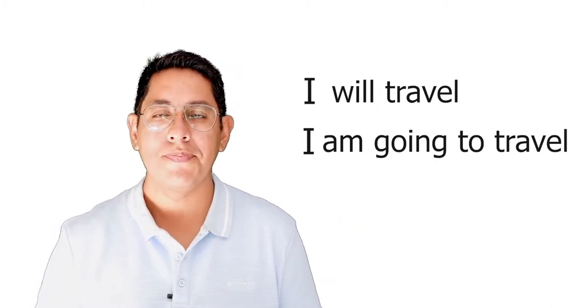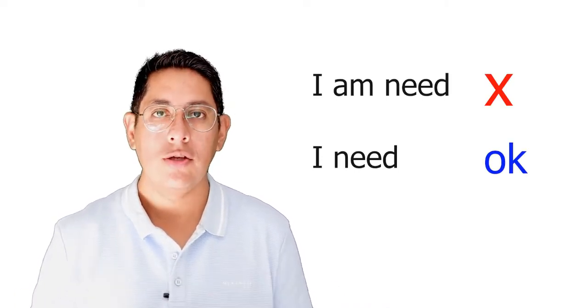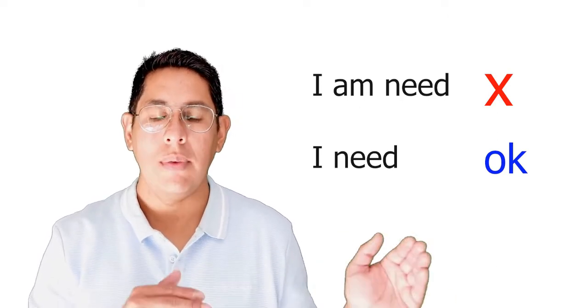Something important, guys, when you use verbs, for example, I need, or I go home, or I went home in past, or in future, I will travel, or I am going to travel, we do not need to use the verb to be. It is not necessary to use the verb to be. For example, I need money. I am. It is not necessary. So you don't say I am need money. So you just say I need money.